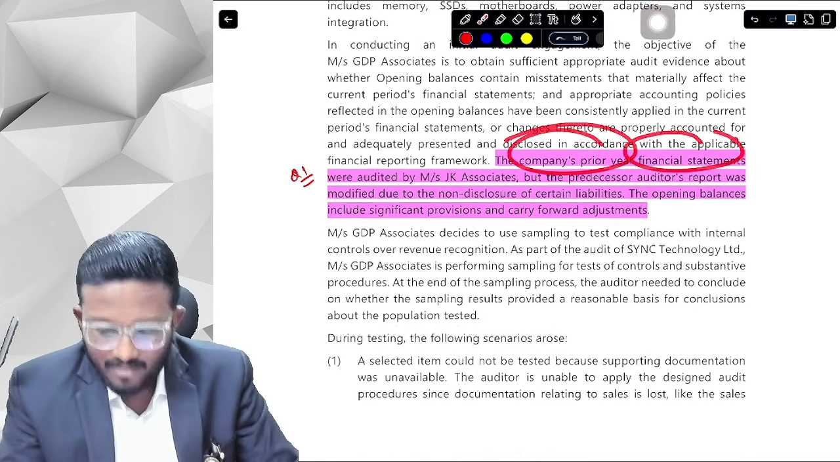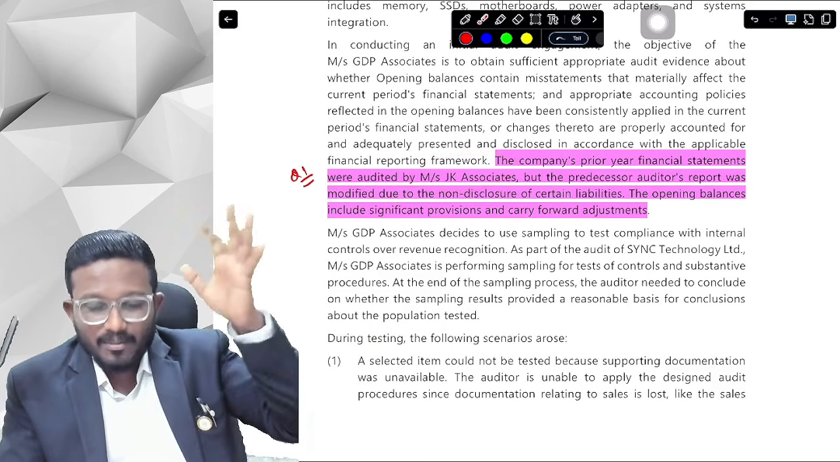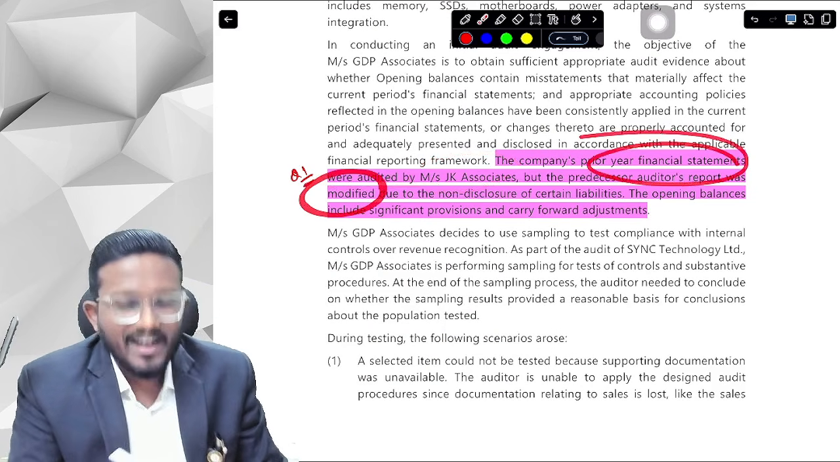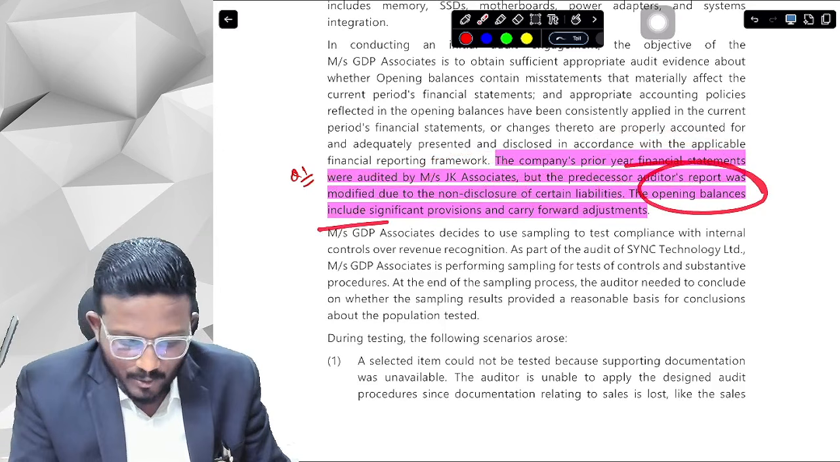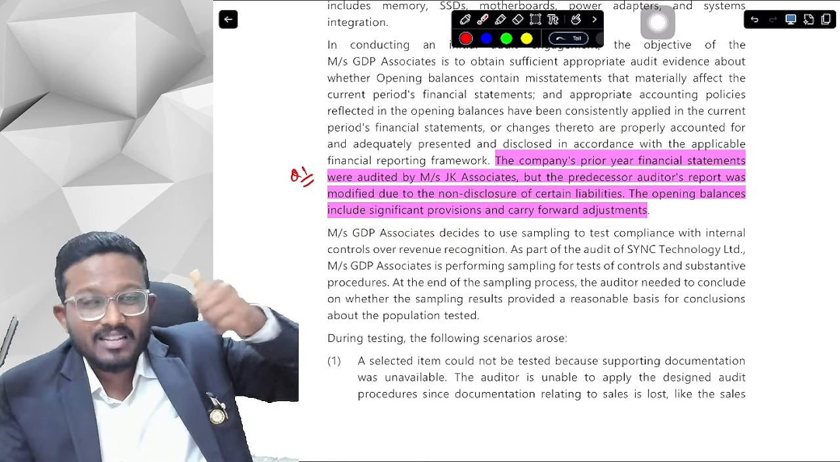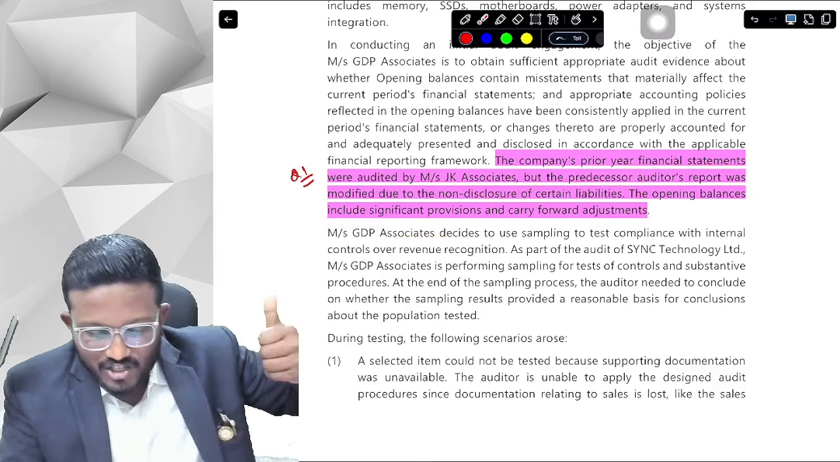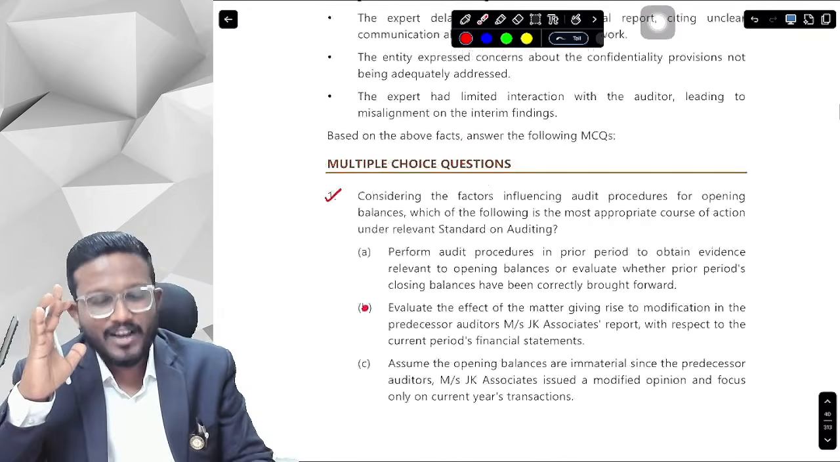The prior year financial statements of the company were audited by a different firm, but the predecessor auditor's report was modified because they have not disclosed certain liabilities, and the opening balances include significant provisions and carry forward adjustments. So basically there was a modification in the prior year financial statements due to non-disclosure of certain liabilities. Now tell me what will be the most appropriate course of action for the auditor.